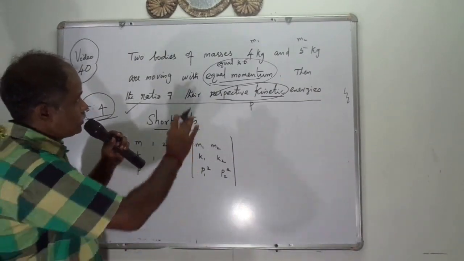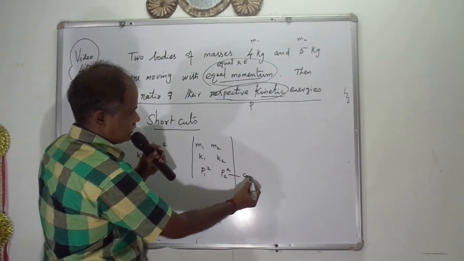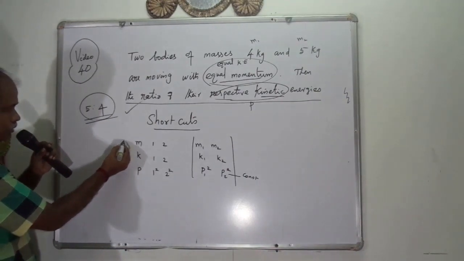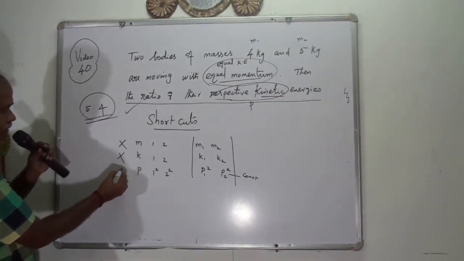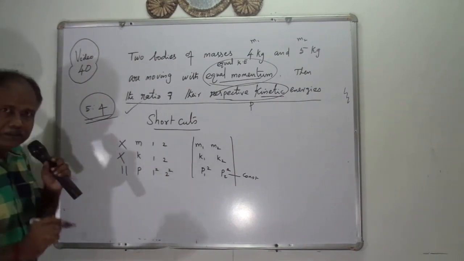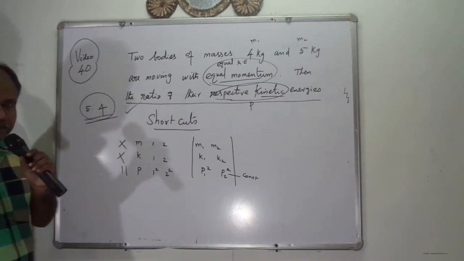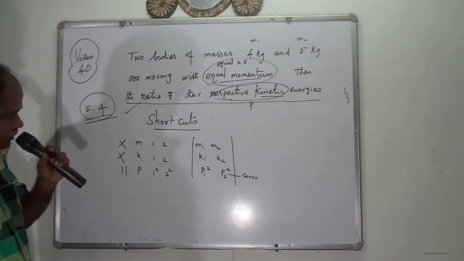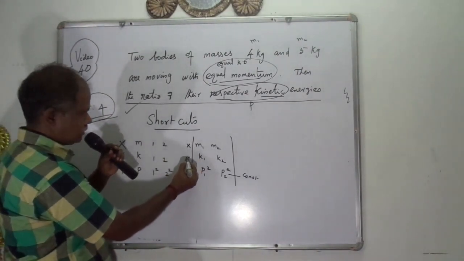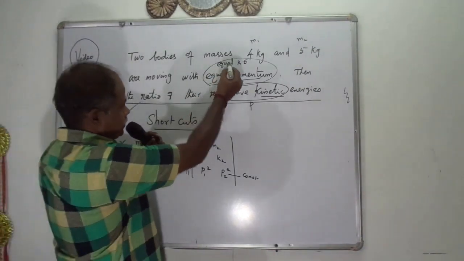For example, you take this particular problem alone. Momentum is constant. Make a small cross mark. P means parallel, and the other two are cross and cross. Here this is cross, cross, parallel. Remember this one.